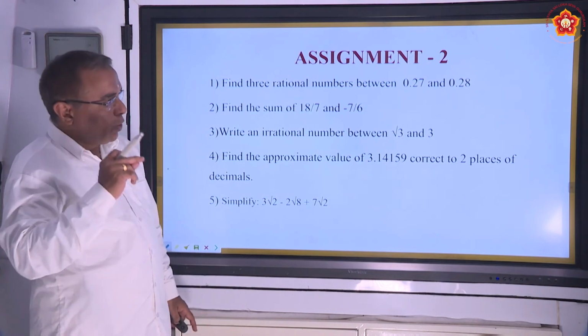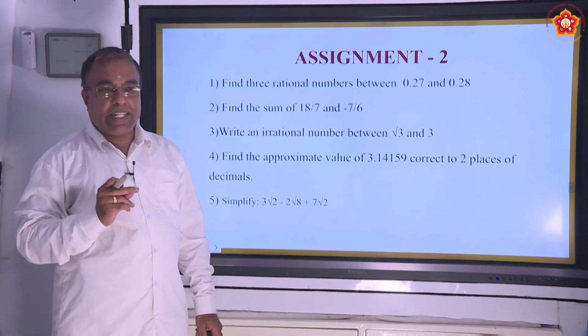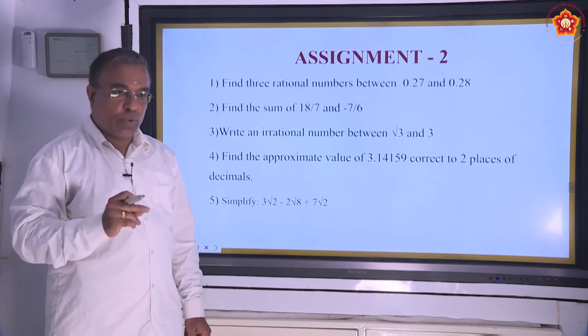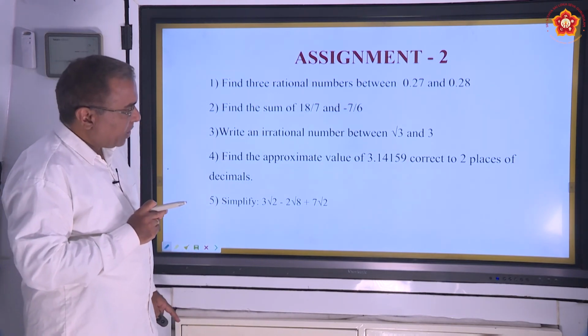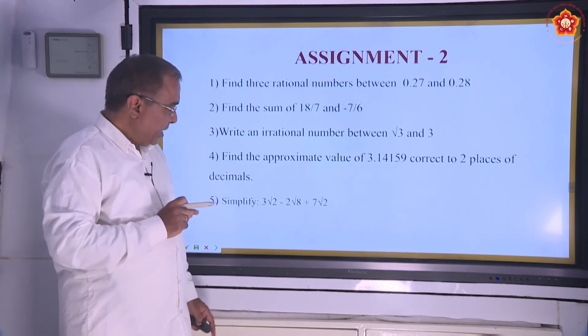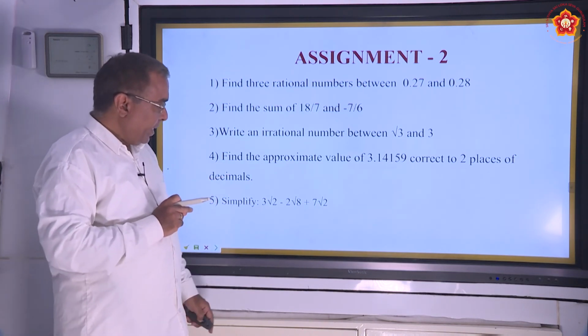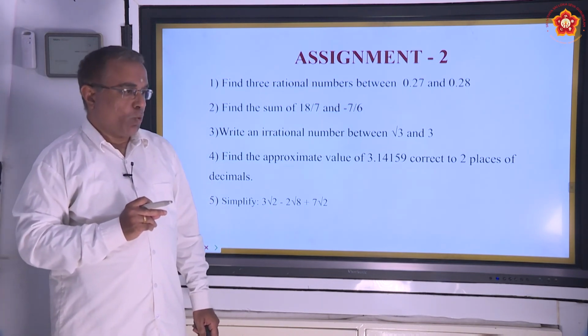2 places means you will look at the third digit and check whether it is greater than 5, less than 5, or equal to 5. Accordingly, whatever we have discussed, use those steps and then you will be able to arrive at the answer. And the last one is simplify 3 root 2 minus 2 root 8 plus 7 root 2.